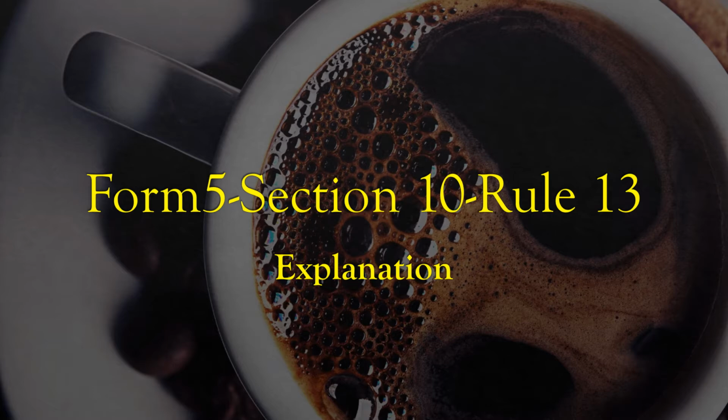As we know, Form 5 is related to Section 10 and Rule 13, and this needs an explanation. Why am I saying this? Because we know that Form 2 is also related to Section 10 and Rule 13 of the Patents Act 1970 and the Patents Rules 2003. Then what is the difference here? That I will try to find out here. So let us proceed.